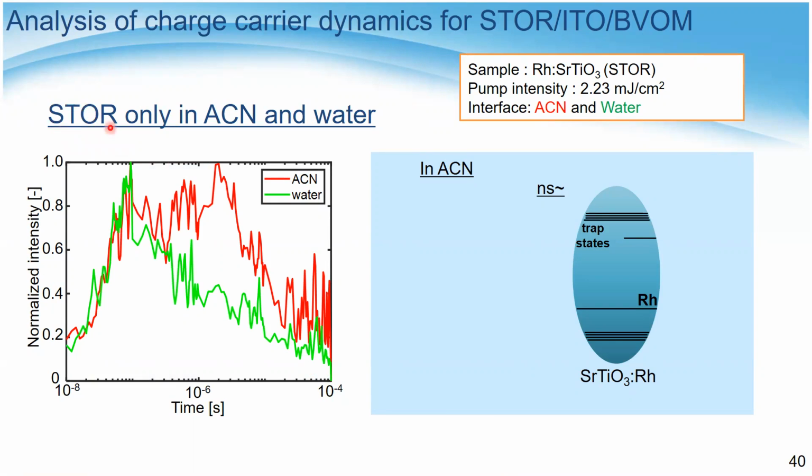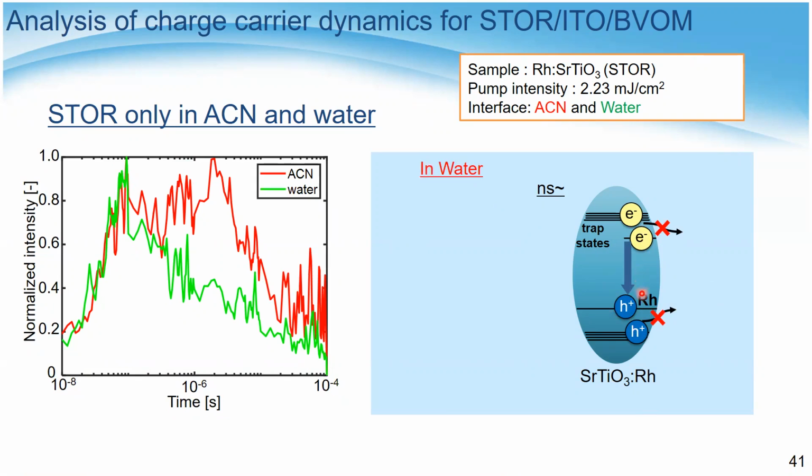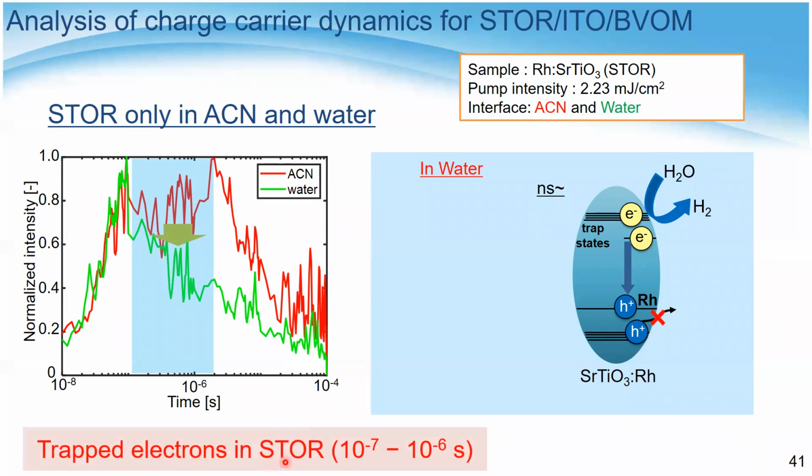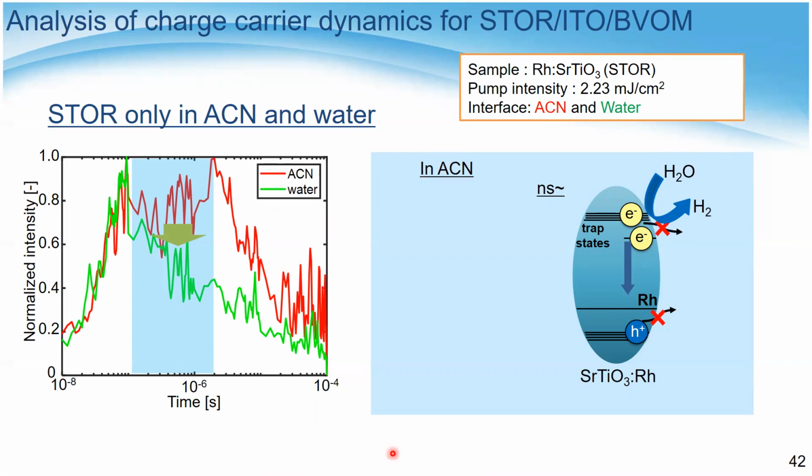In the case of strontium titanium oxide, after excitation, charges are trapped, but in acetonitrile, charge transfer is blocked, and then recombination happens. However, in water, since hydrogen generation was allowed, this peak was reduced. So it should include the trapped electron in STO at about microsecond order. However, actually in acetonitrile, this peak was shifted to a slower time scale.